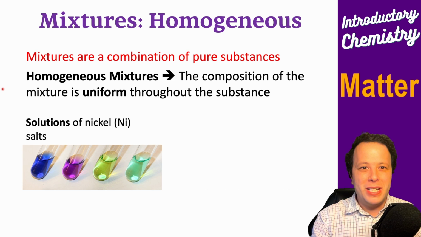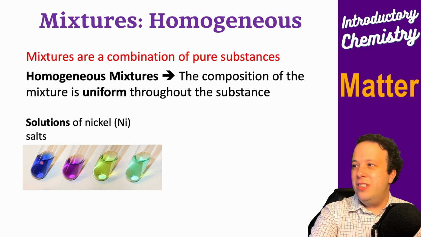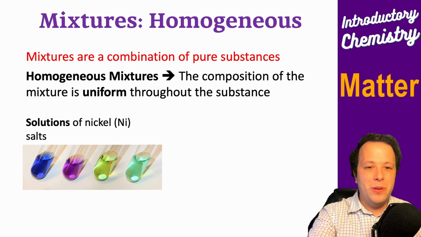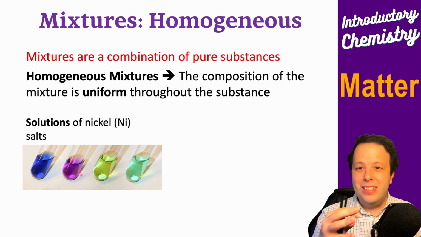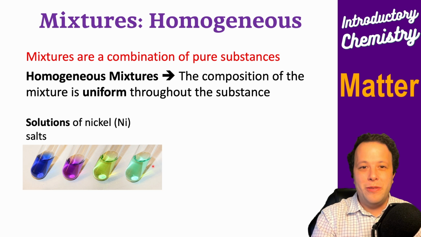An example of this would be air or many other different types of mixtures, like all these solutions of nickel that I have up here. Notice how they're blue, they're purple, a yellowy green, a teal. All these are mixtures of nickel with water, and they all have completely different colors. You can see that's all completely uniform.